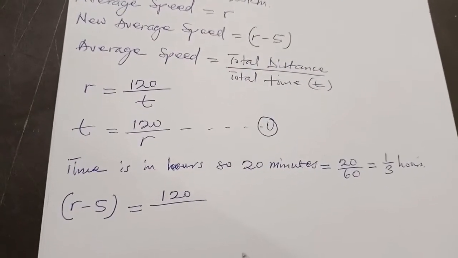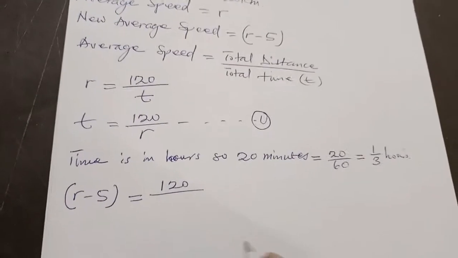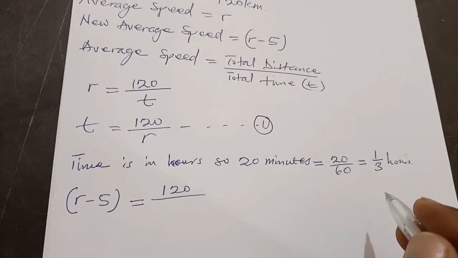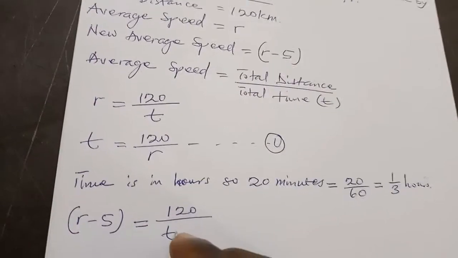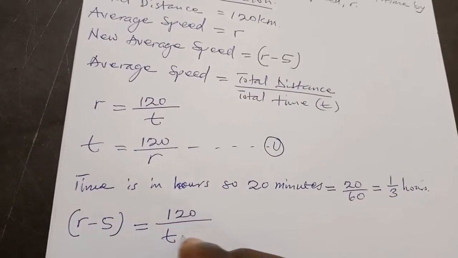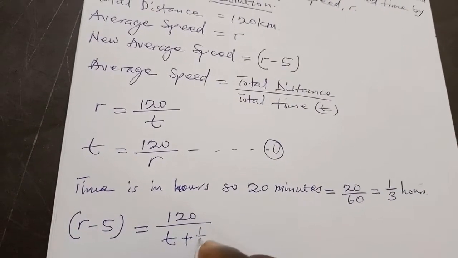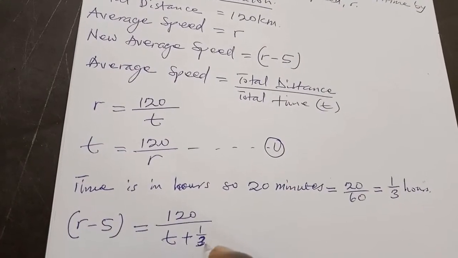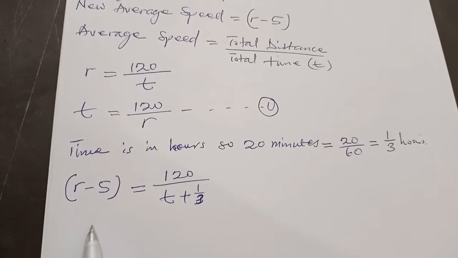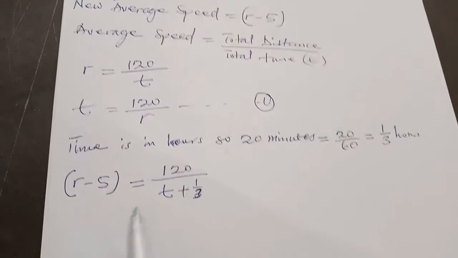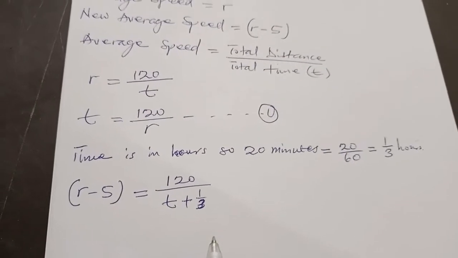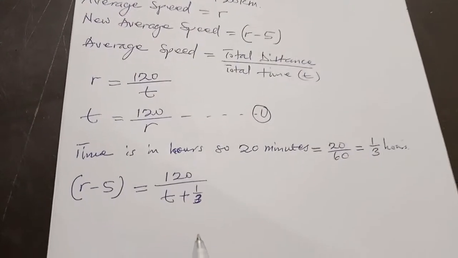the time, which increased by 1/3 of an hour. Since the time is in hours, you are going to have the original time, t, plus 1/3. That is supposed to be our new time. So this is our new average speed. The distance is the same distance you are covering, and the time has increased by 1/3.